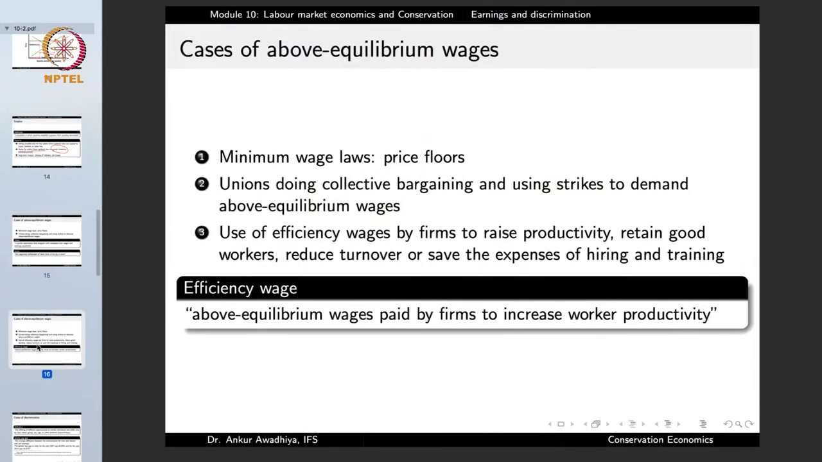And third is the use of efficiency wages by firms to raise productivity, retain good workers, reduce turnover, or save the expenses of hiring and training. In this case, the efficiency wage is described as the above equilibrium wages paid by firms to increase worker productivity. Now, in this case, there is no role of government. The government is not saying that the firms should pay above the market rate. The workers themselves are not saying that the firm should pay us above the market rate. But the firm, in its own best interest, pays the workers above the market rate.